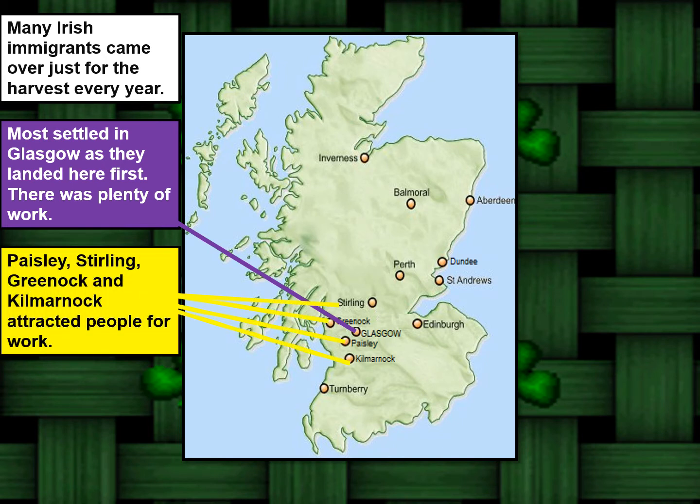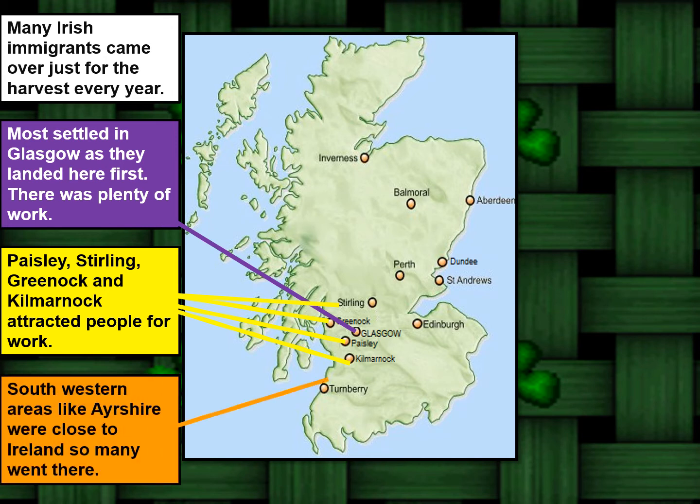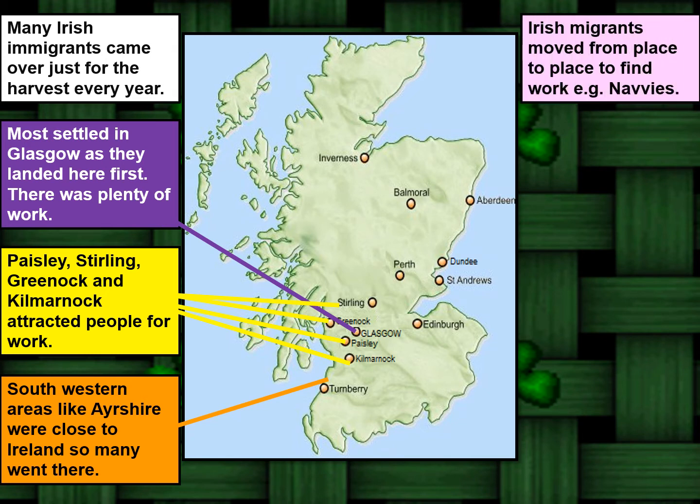Areas nearby as well, things like Paisley, Stirling, Greenock, Kilmarnock, all of these places would have attracted the people because, again, there was work available for them. So you might find that they landed in Glasgow, got off of the boat and stayed there, or some of them would have gone to Kilmarnock or Stirling looking for job opportunities if they couldn't find something in Glasgow itself. The southern sort of western areas, like Ayrshire for example, are quite close to Ireland, sort of geographically, so again a lot of people you're finding are going there as well.